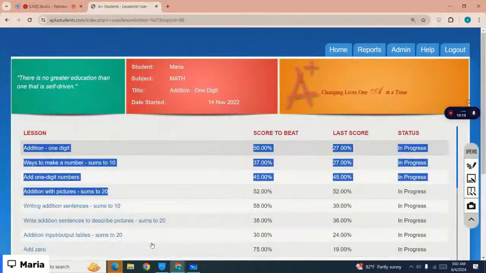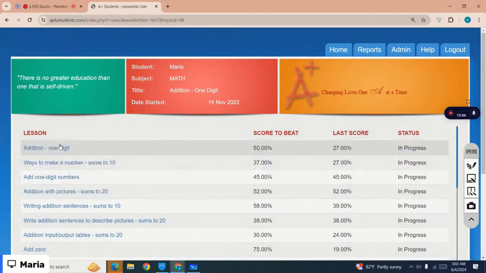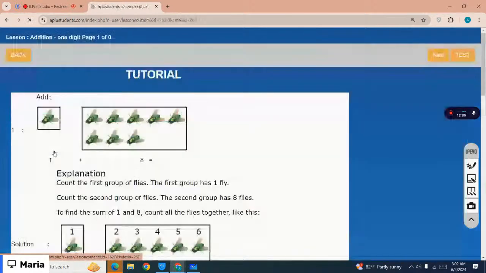Okay, here I am on grade 2 math. The chapter we are on right now is addition one digit. Let's start with the first lesson, that is addition one digit. So basically, we learn how to add numbers that are one digit numbers, right?